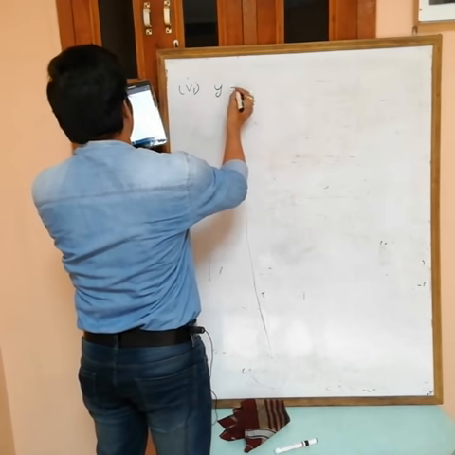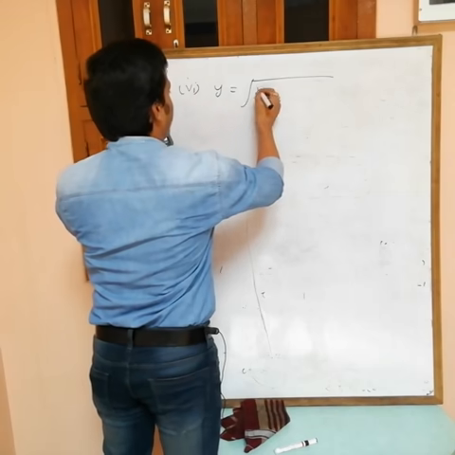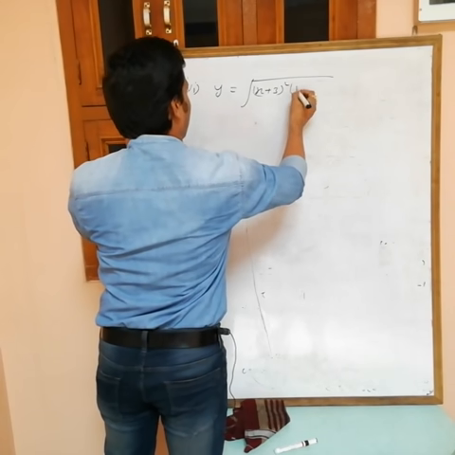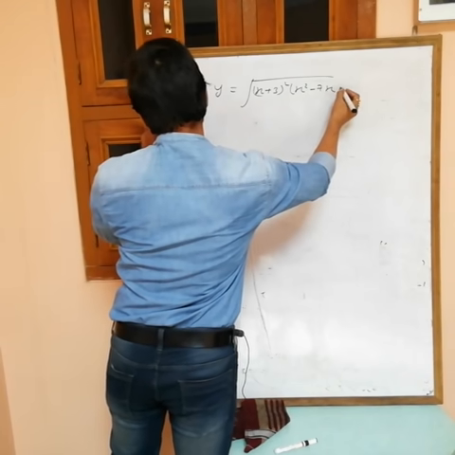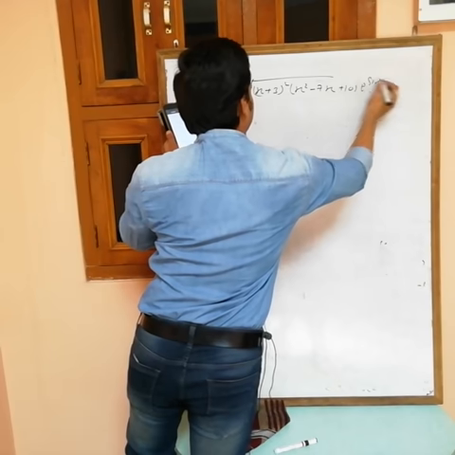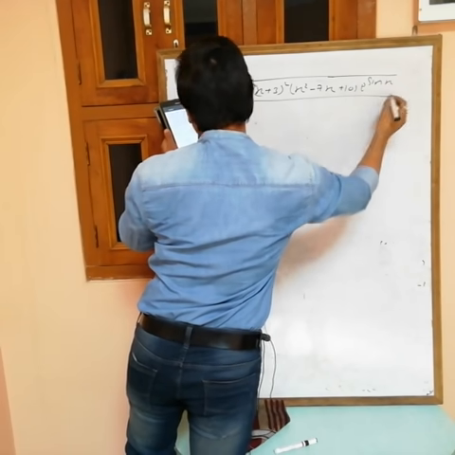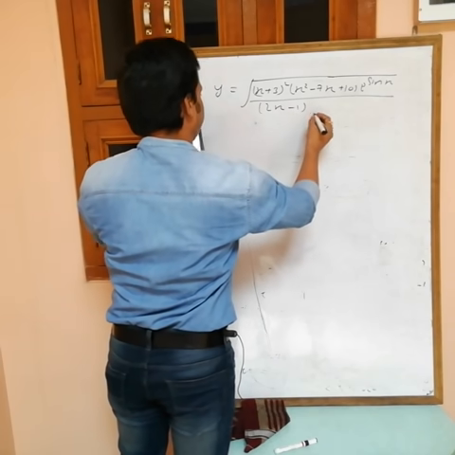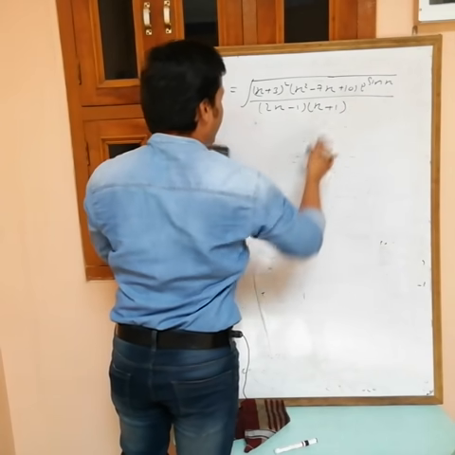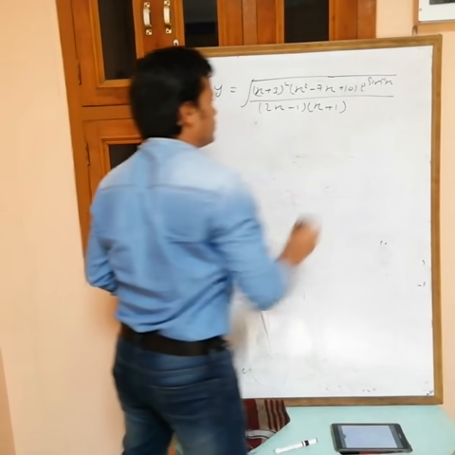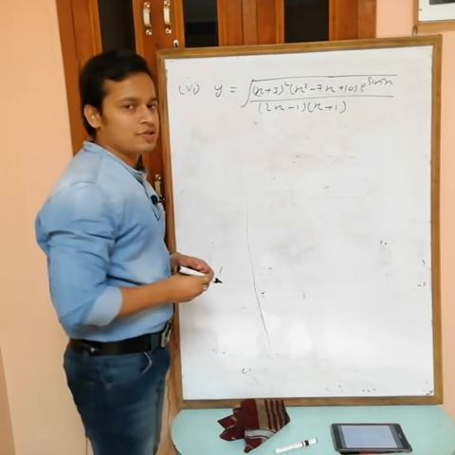Okay, last, see, y equals root over (x plus 3) whole square, (x square minus 7x plus 10), into e power sine inverse x, by (2x minus 1) and (x plus 1). Okay, this is not sine, this is sine inverse x. Now again you want the domain for this one.